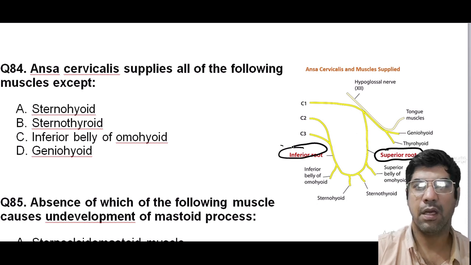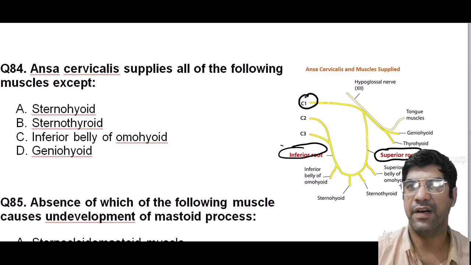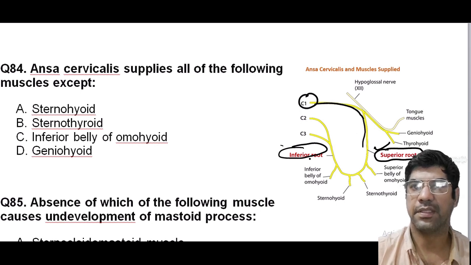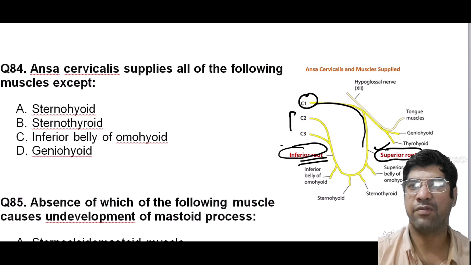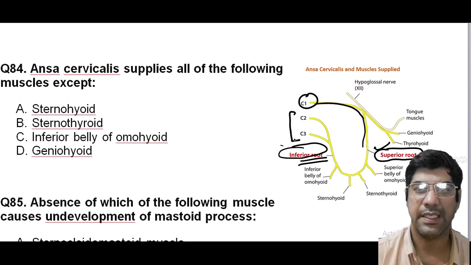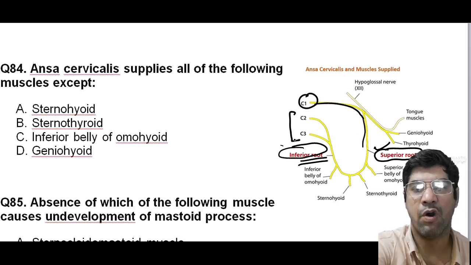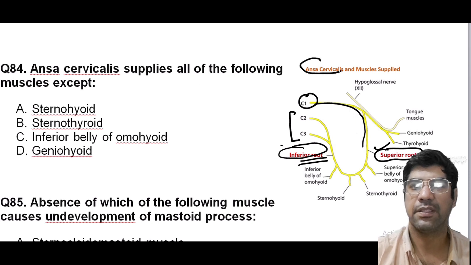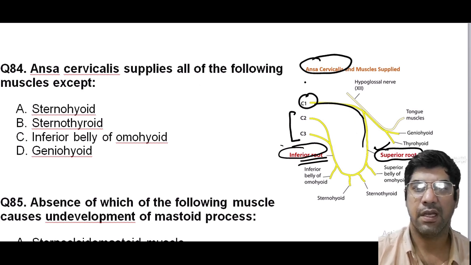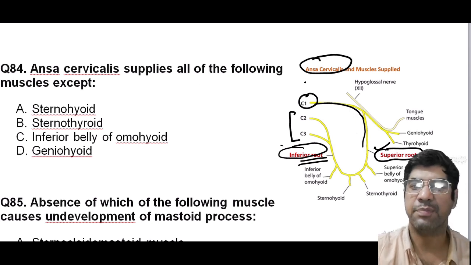The superior root is formed by the ventral rami of the C1 nerve, whereas the inferior root is formed by C2 and C3, the second and third cervical nerves. These two roots unite to form the ansa cervicalis, which gives off branches to supply various muscles in the neck.